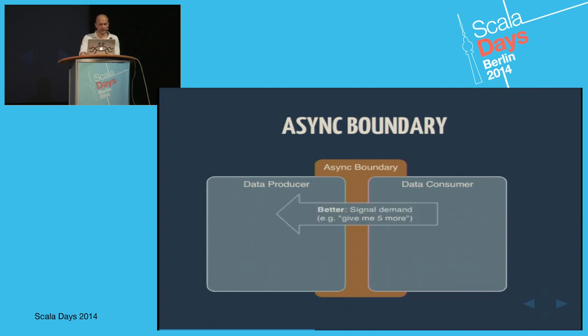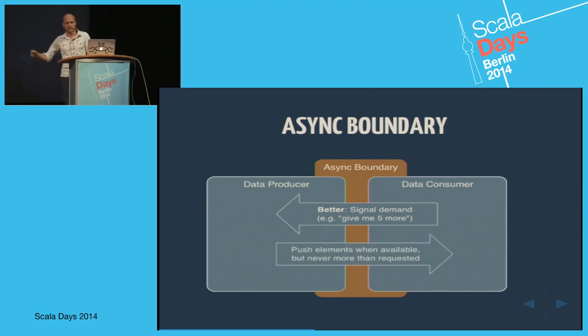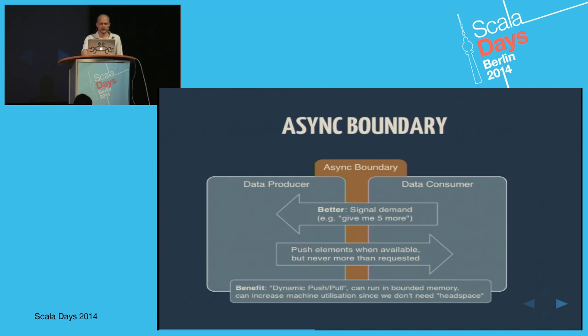this is how you do it right. You signal demand from the consumer to the producer, and you say, okay, I'm ready to take 5 more, or 10 more, or 100 more, or 1 more. That's what I want. And then the producer delivers those elements when they become available, asynchronously, but never more than we asked for. That's the key point. And this has a number of benefits. It's this dynamic push-pull mode that Victor mentioned before.